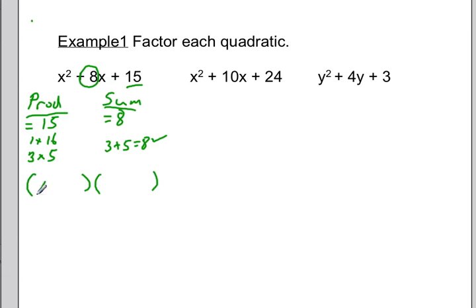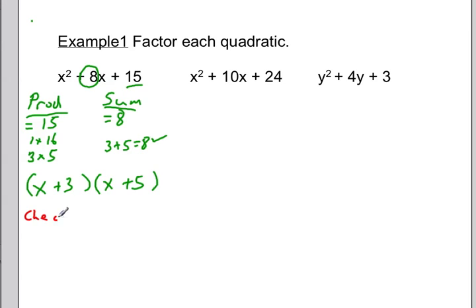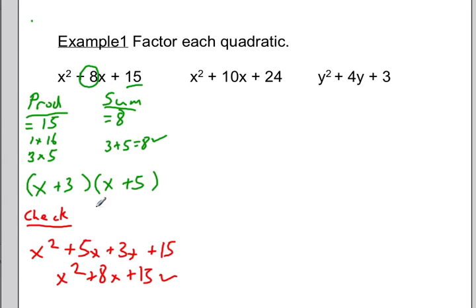So we can factor this as x plus 3 times x plus 5. And we can check our work to make sure that's correct, by multiplying this out using the FOIL method or some other method. So x times x gives me x squared, x times 5 is 5x, 3 times x is 3x, 3 times 5 is 15. So it's x squared plus 8x plus 15, so that is correct. This is our correct factorized form.